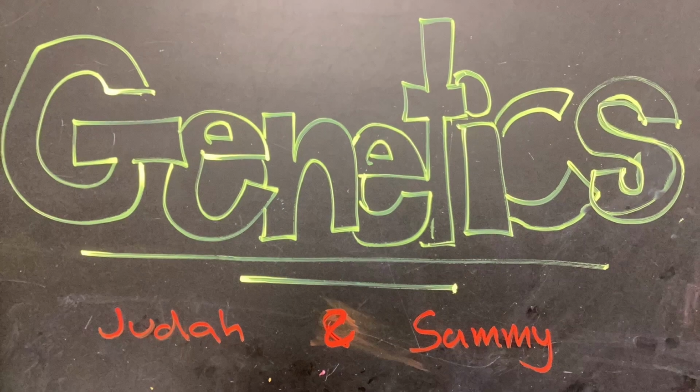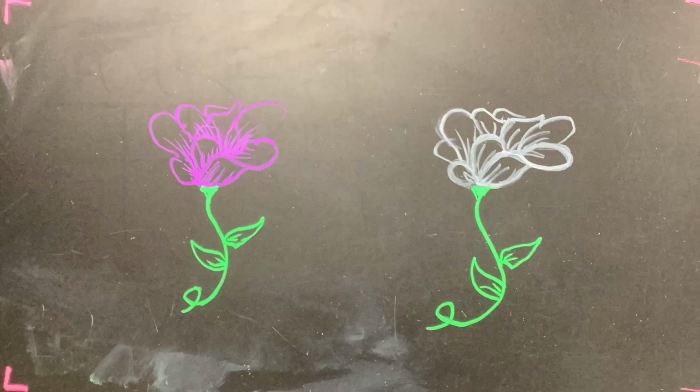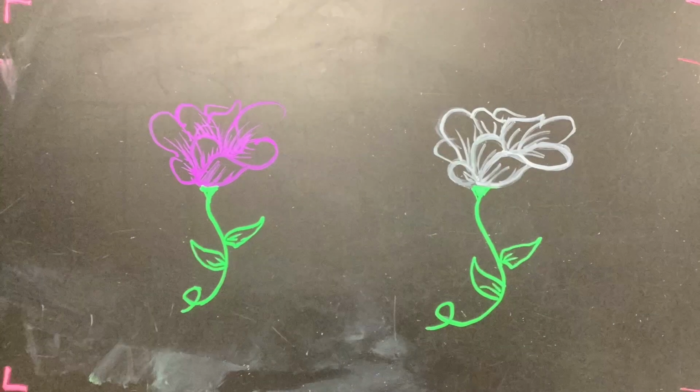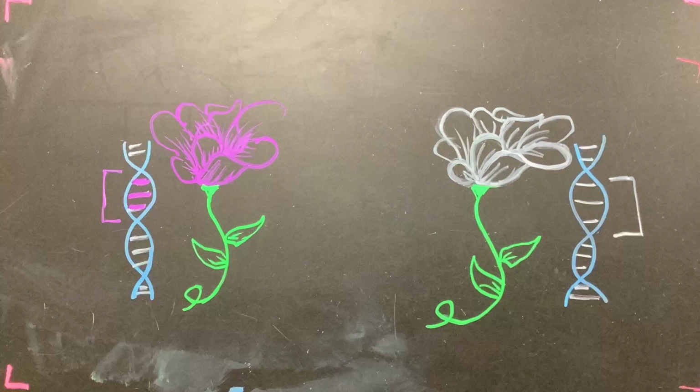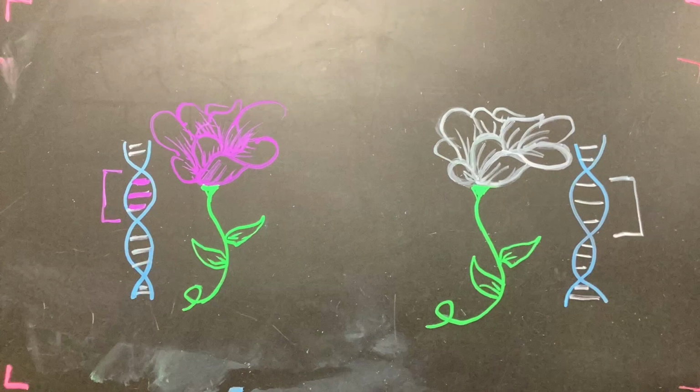Genetics, by Judah and Sammy. Here we have 2 flowers of the same species, but in 2 different colors, purple and white. What causes this difference in appearance within the smallest kind of groups?